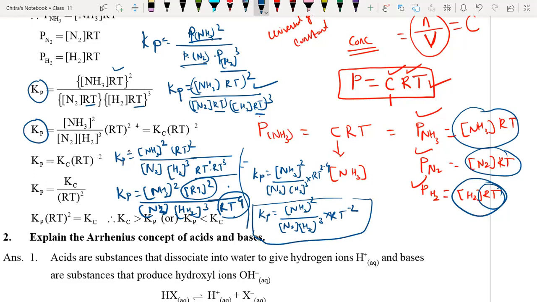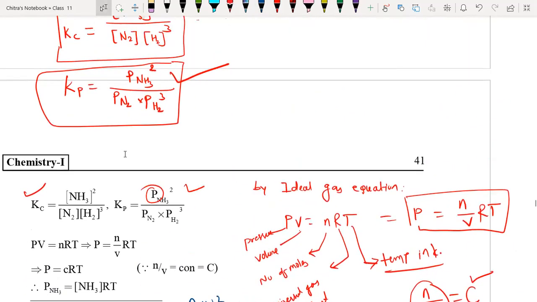Understood? Yes, sir. Okay. So now we had to write the concentration term. This is for the Kp. Now we have to write Kc. I think we have already written Kc over here. See, this is the Kc one.